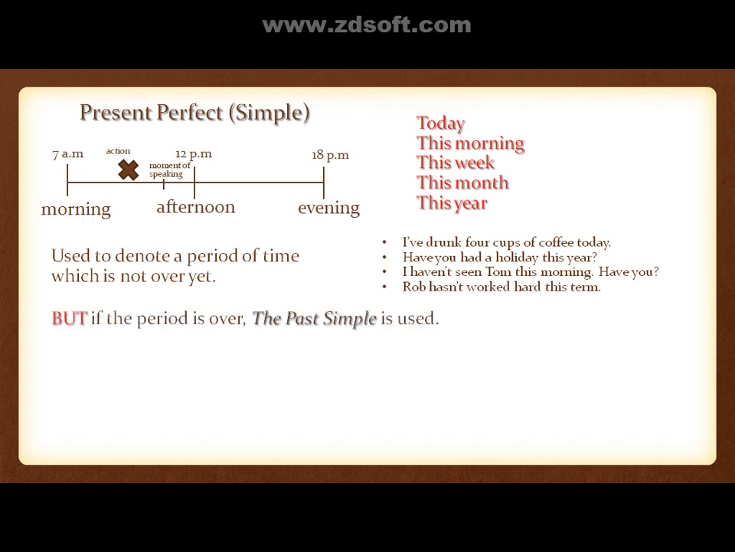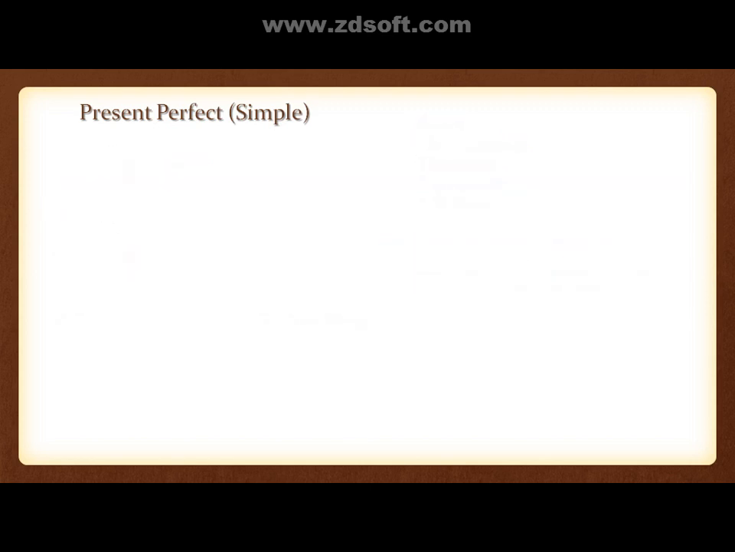But if the period is over, the past simple is used. What does that mean? That means if we want to talk about an action that finished completely in the past, we use the past simple tense. Here, I worked hard last week, yesterday. So if a period of time that finished in the past is mentioned in a sentence, we use the past simple tense.